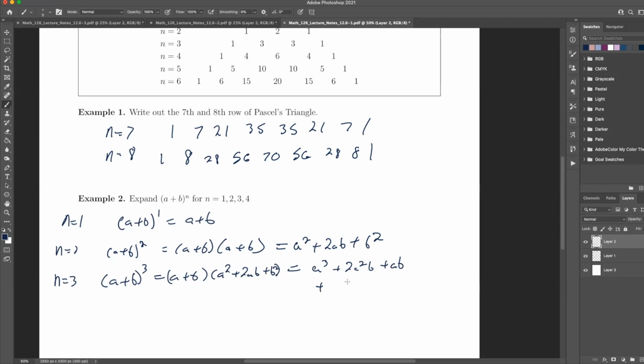So this becomes a squared b plus 2ab squared plus b cubed. Now, by staggering it over by 1, I make this real easy on me, right? I can just add straight down. So I have a cubed plus 3a squared b plus 3ab squared plus b cubed. Okay, so that's just an easy way of doing it. We're going to do this one more time.